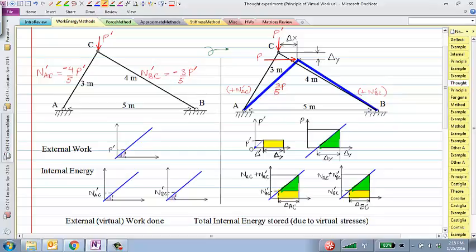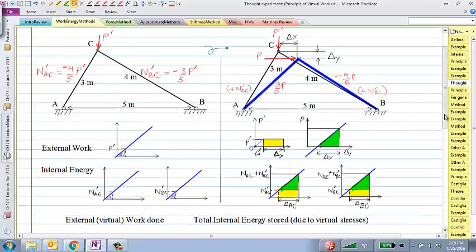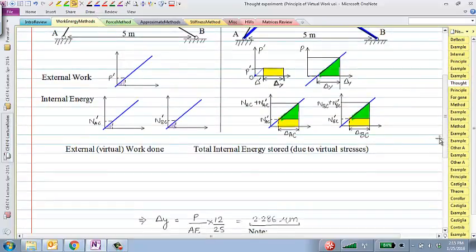3/5 P tension and minus 4/5 P, that's compression, in the presence of whatever internal force was already there due to this P prime. So the external work done by P prime would simply be equal to, and I'm going to write that as a virtual. Everything virtual has this prime on top.